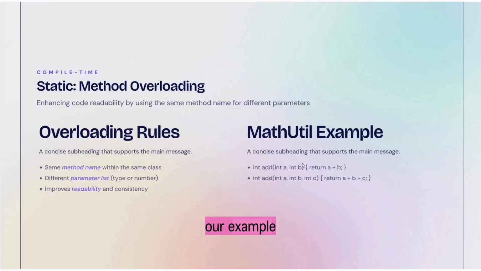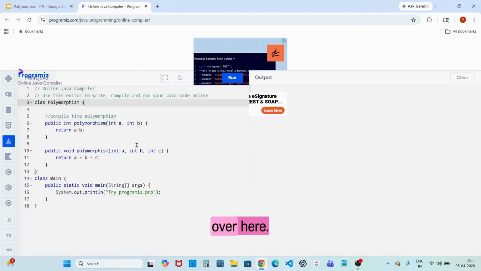So here we are seeing one example, that is the MathUtil example. int add function, this is int a and int b, and it returns a plus b. Okay. So here is another example, that is int a, int b and int c. 3 parameters are there and it is returning a plus b plus c. Okay. So we have seen the same thing over here.